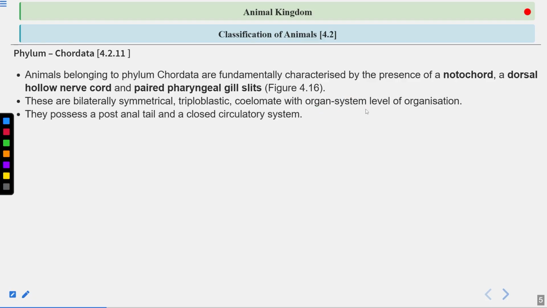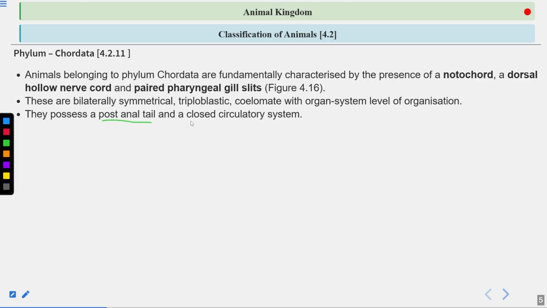They possess a post-anal tail. Post-anal tail means there is an opening called the anus, and after the anus, there is a tail. That is why it is called a post-anal tail, meaning after the anal region, right?